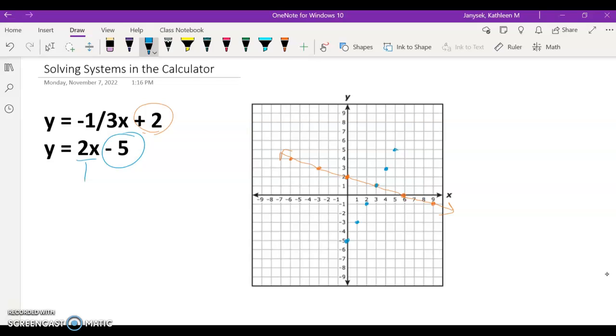And we can easily already see where the two lines are going to overlap. They overlap right here at this point, (3, 1). So that is the solution to that system of equations. Now let's see what it would look like on the calculator.